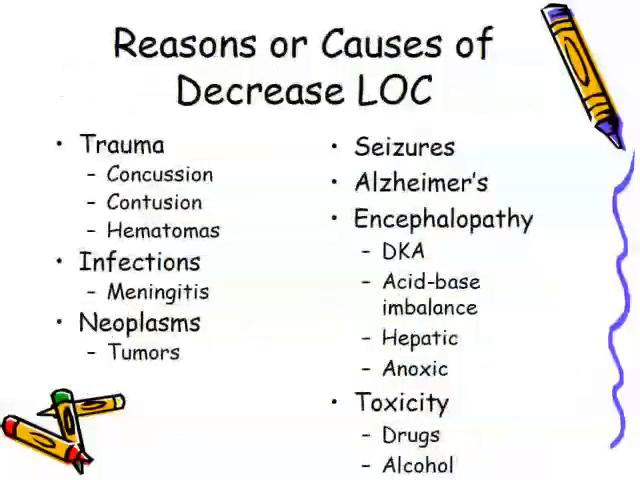Some reasons for changes in level of consciousness. It could be due to multiple trauma and brain injury, and those are listed to the left, such as concussion, contusions, and hematomas. Could be due to some sort of an infectious process such as meningitis. Tumors of the brain. Could be a patient who suffers from a seizure disorder, an elderly patient with Alzheimer's syndrome, or it could be due to encephalopathy, for example, from diabetic ketoacidosis, acid-base imbalances, hepatic disorders, an anoxic insult to the brain, or from toxicity from drugs or alcohol.